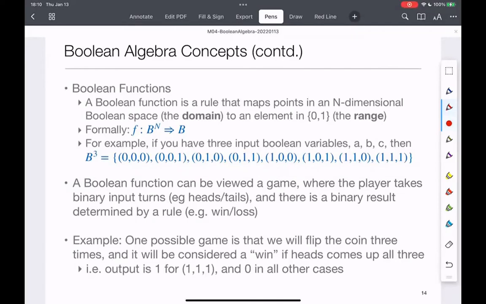Okay, so for example, one possible game would be the following. We'll flip the coin 3 times. We'll call the first flip A, the second flip B, the third flip C, and we will say the game is won if all 3 flips were 1. So in that case, we would say the output is 1 if we are at 1, 1, 1, and in all other cases, it is a 0. In this particular case, it's sort of obvious that the function we're talking about here is a 3 input AND gate, right? Because its output is 1 only if all 3 are 1, right?